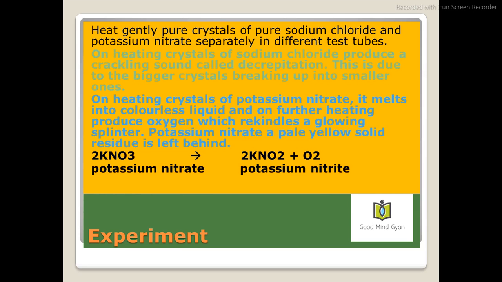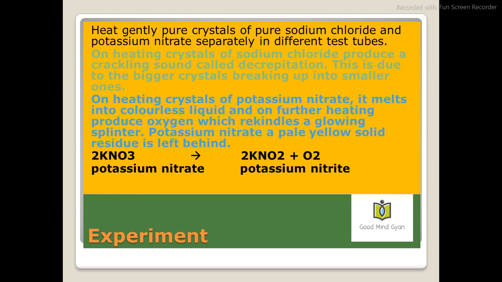Whereas the next test tube, which contains potassium nitrate, will melt into a colorless liquid, and on further heating it will produce oxygen, which rekindles a glowing splinter. So here potassium nitrate, which is heated, becomes a pale yellow solid residue left behind. That is, on heating these crystals, potassium nitrate will give you potassium nitrite and oxygen.